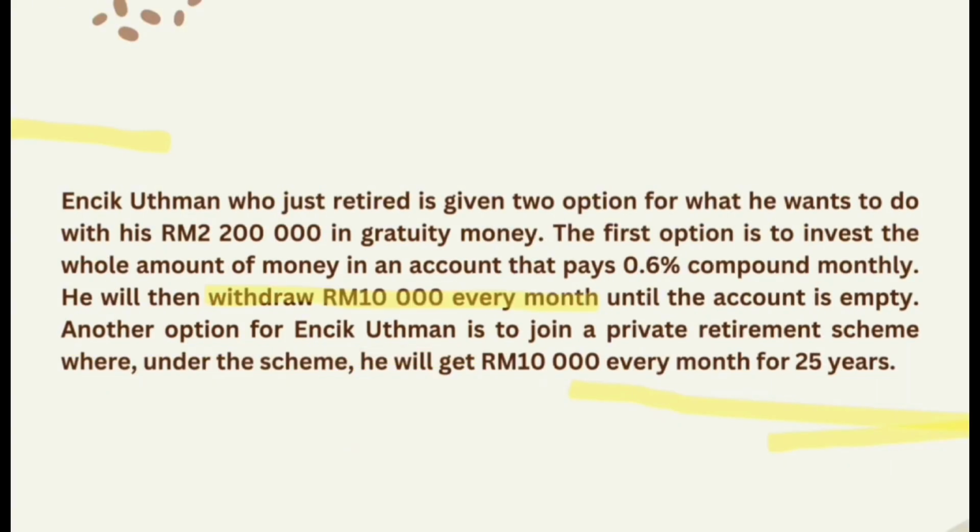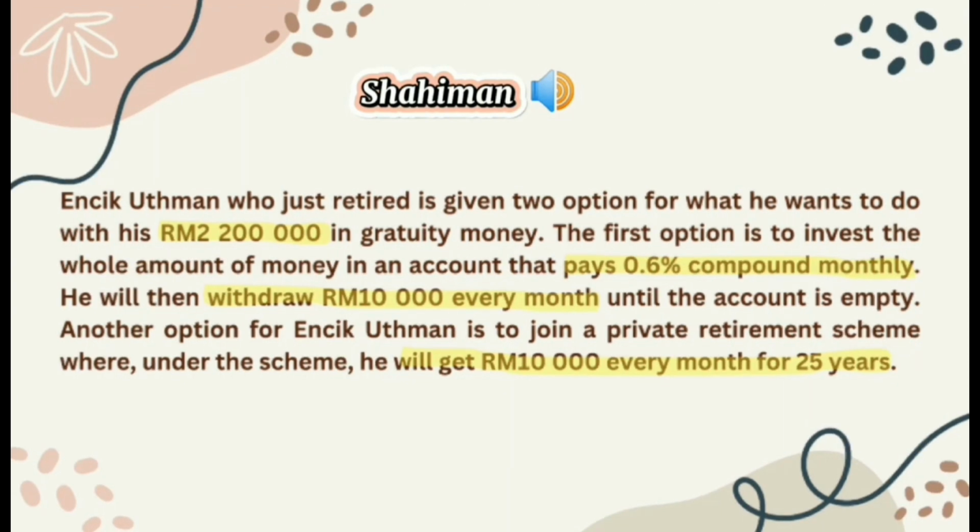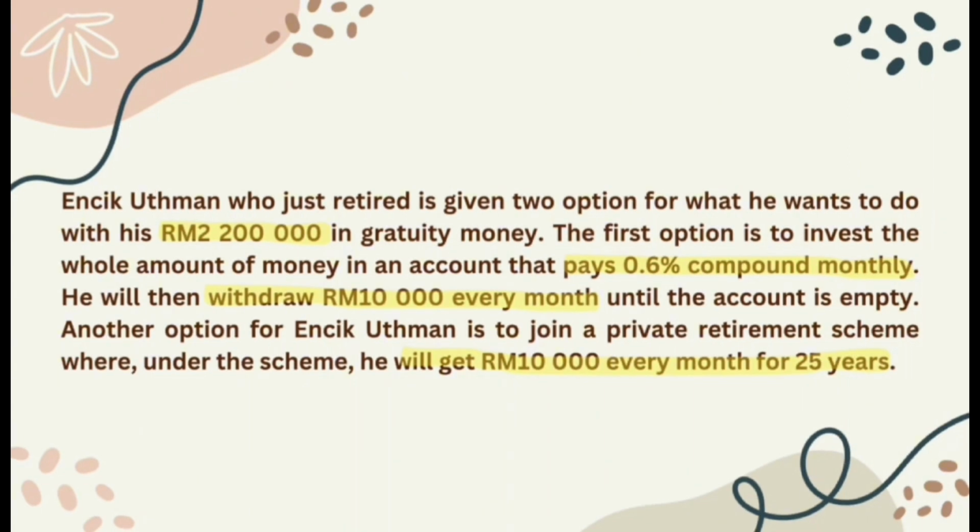Case study 2. Encik Uthman, who just retired, is given 2 options for what he wants to do with his 2.2 million in gratuity money. The first option is to invest the whole amount of money in an account that pays 0.6% compounded monthly. He will then withdraw around 10,000 every month until the account is empty. Another option for Encik Uthman is to join a private retirement scheme, where under the scheme, he will get around 10,000 every month for 25 years.